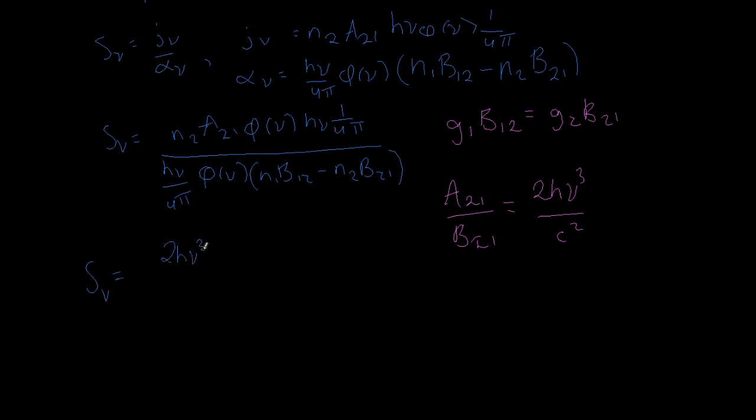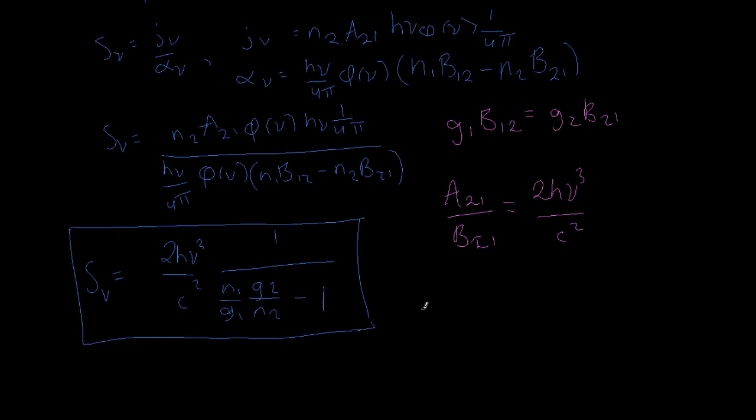We'll end up with a source function S nu equals 2h nu cubed over c squared times 1 over (n1 g2 over n2 g1) minus 1. When we did this, we assumed that the atoms in our slab are in an excited state, which we more precisely can refer to as a population inversion.